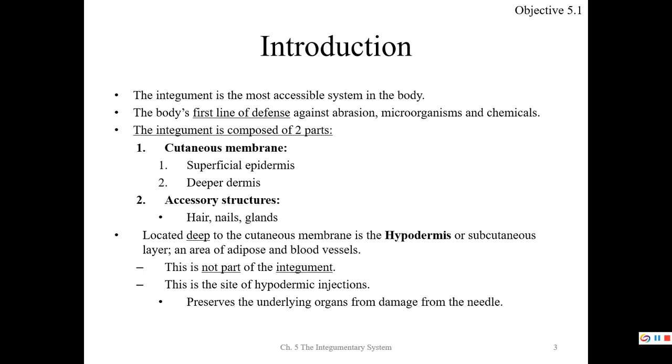It's your first line of defense, really important against things like abrasion, microorganisms, and chemicals that might attack you. It's got a two-part layered structure: a cutaneous membrane and accessory structures. The cutaneous membrane is the very superficial part. It's got the superficial epidermis and the deeper dermis. The cutaneous membrane is most of the skin, except for the accessory structures that make up skin as well, and that's hair, nails, and glands.